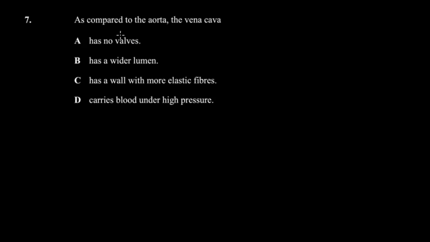Question 7 says, as compared to the aorta, the vena cava. So the vena cava here is a network rather, but it is a very large vein. So the vena cava is not essentially just singular, but we say that it's a large vein network. The aorta is the main artery in the human body. So that's why we are comparing this. Essentially, we are comparing the features of an artery and the features of a vein. And so the vena cava here would be the large vein.